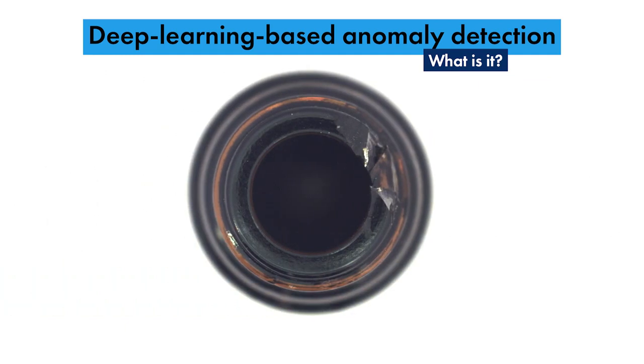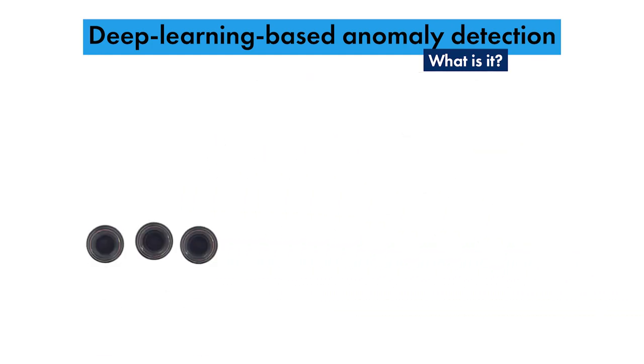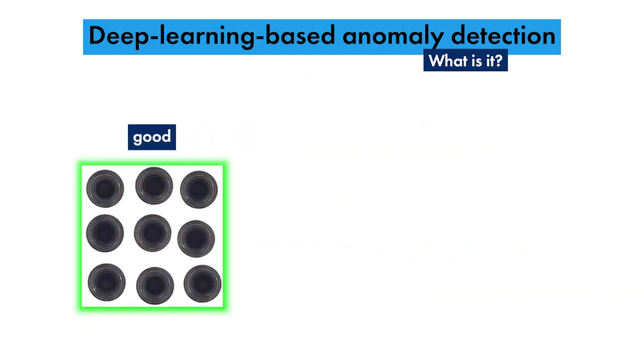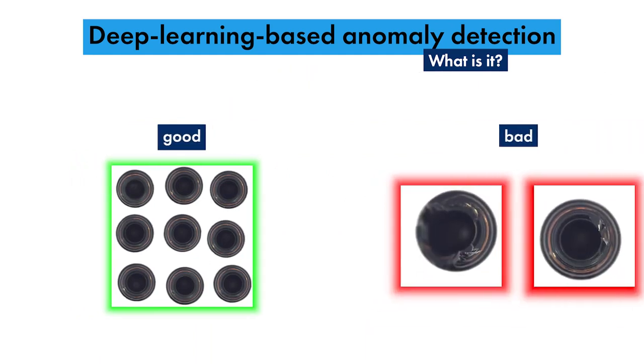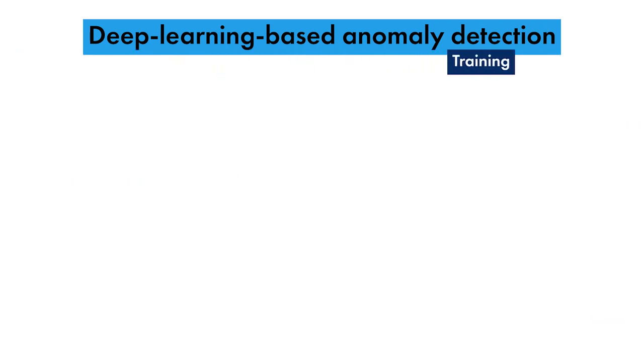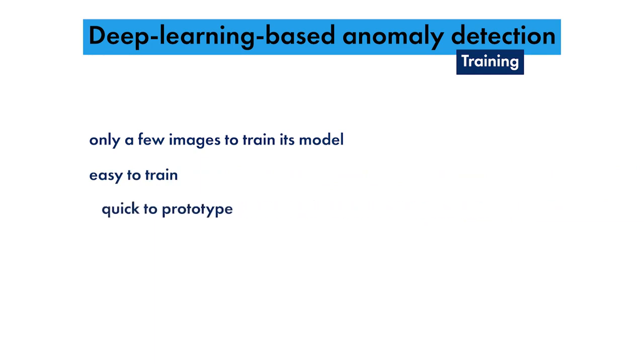The use case of anomaly detection in MERLIC is to find local anomalies. It is especially useful for applications where you have many good samples, but the defects are rare and diverse. Anomaly detection requires only a small number of images to train its model. In some cases, as few as 20 images are sufficient. This makes anomaly detection easy to train and quick to prototype.